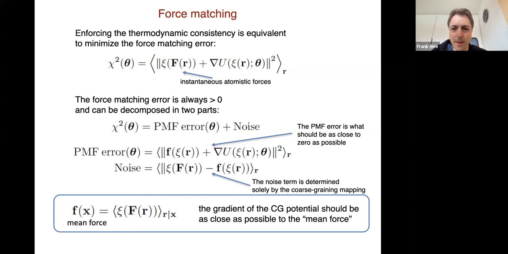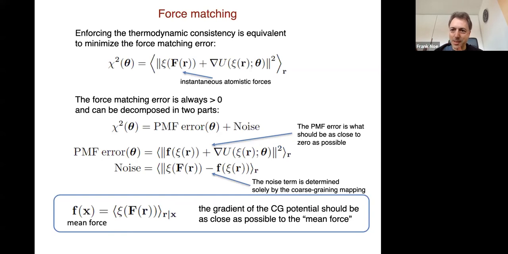And then you match them with the gradients. So the analytic force is computed from the coarse-grained energy function. You learn a coarse-grained energy function, compute its negative gradient, which is the force generated by this coarse-grained force field, and you're matching this on average with the instantaneous forces that you get from the atomistic simulation after projecting it to the coarse-grained coordinates.